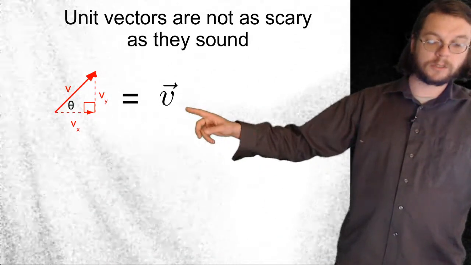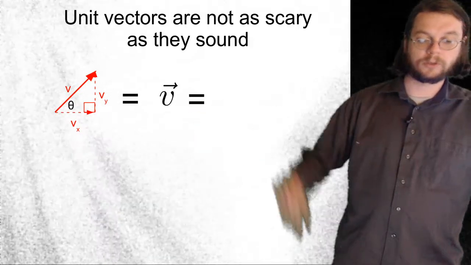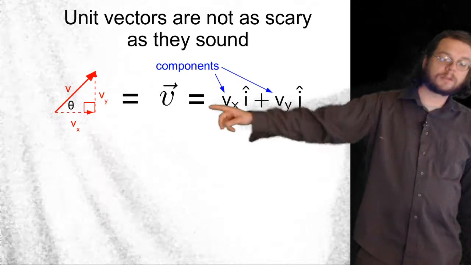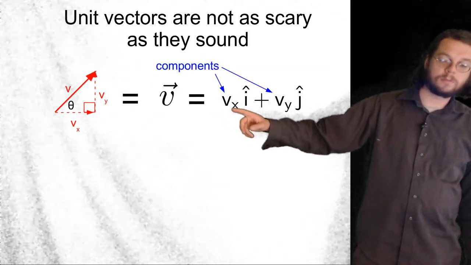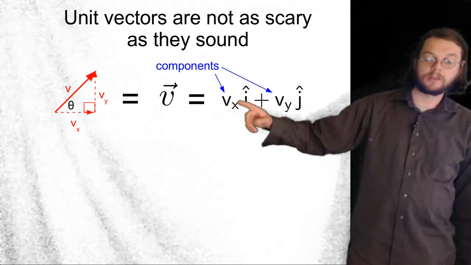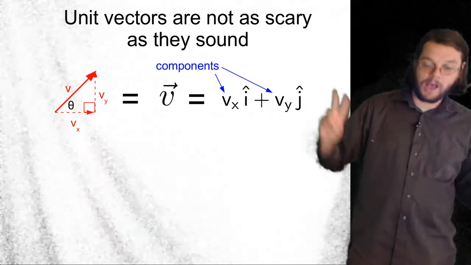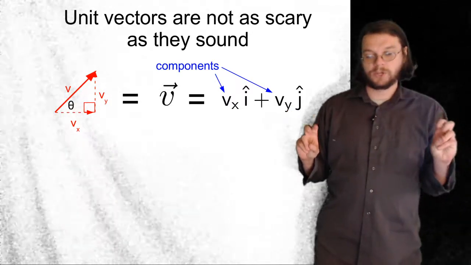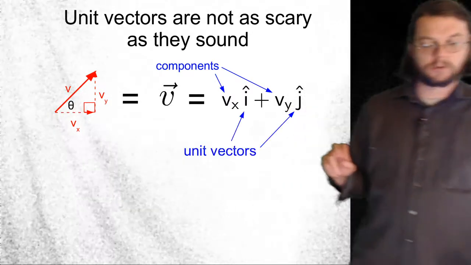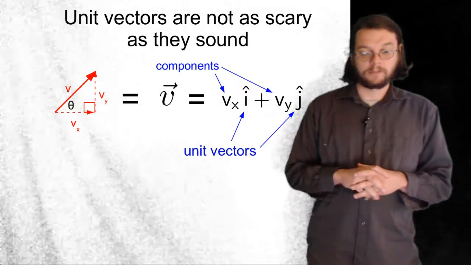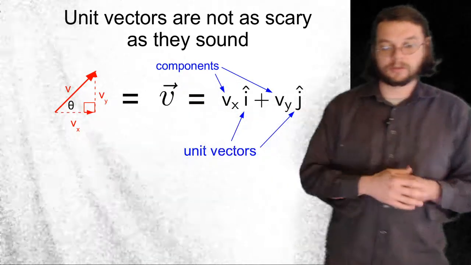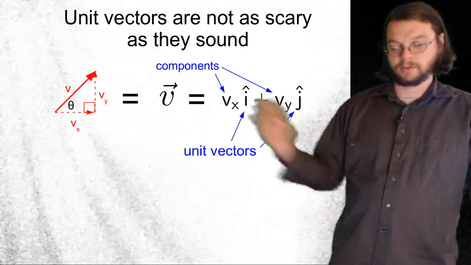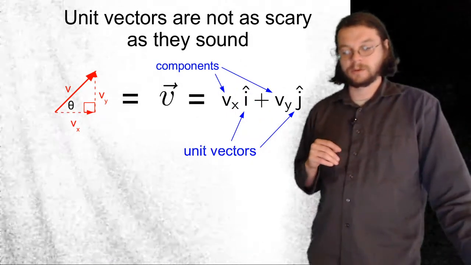Another way of writing this vector, the notation that you'll see, is like this. This is equal to the velocity in the x direction times i hat plus the velocity in the y direction times j hat. These are referred to as unit vectors. If there was a velocity component in the z direction, it would be k hat. But for today, we're just doing 2 dimensions to keep it simple.